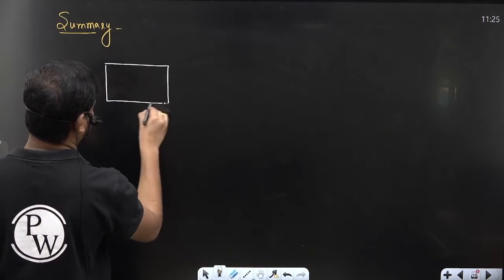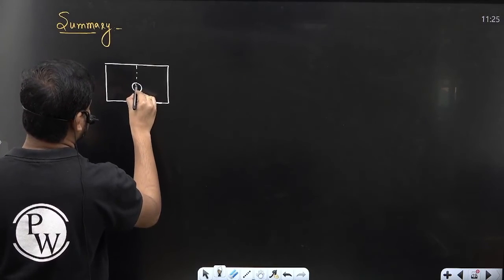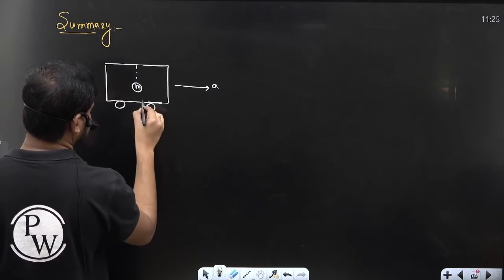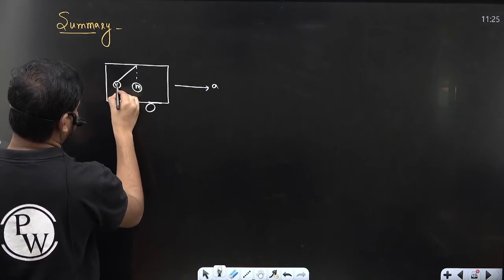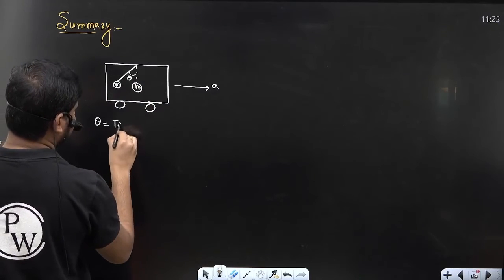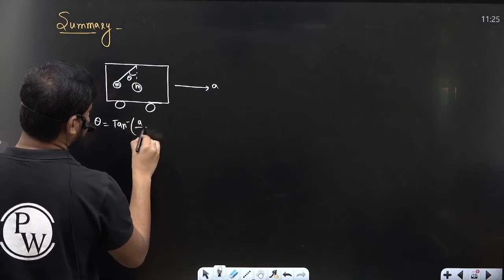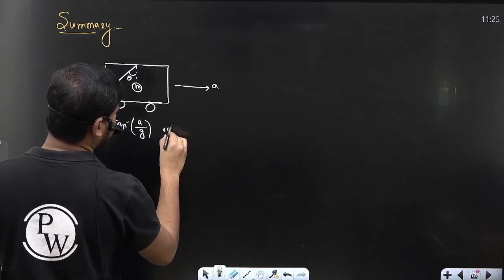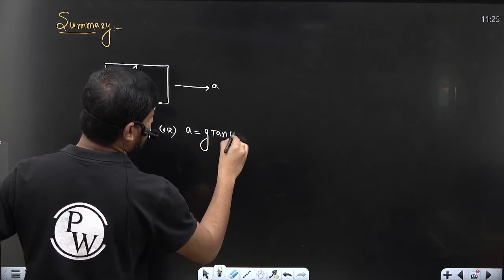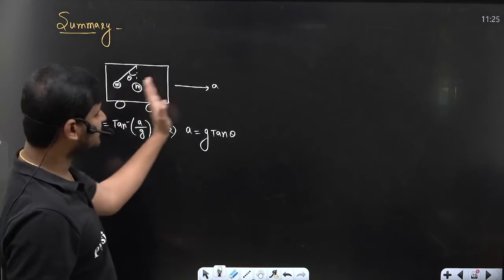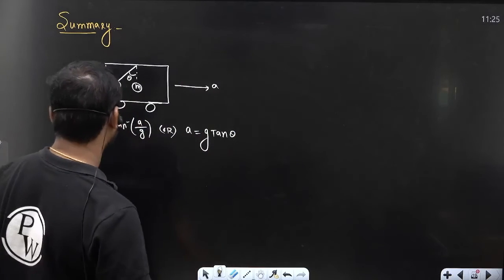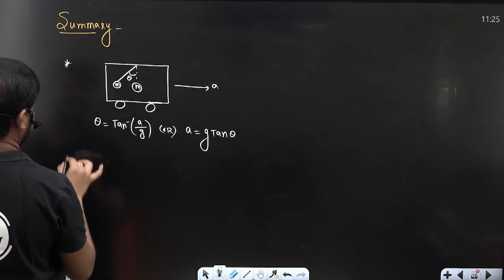a bob of mass m, if acceleration is given to the trolley to the right, then this will be tilted towards the left with an angle theta, where theta is equal to tan inverse of a by g. This is a standard result, or with what acceleration it should move, a is equal to g tan theta. If the acceleration is given to the left, it will be tilted to the right by an angle theta equal to tan inverse of a by g. This is the first point, the standard result.